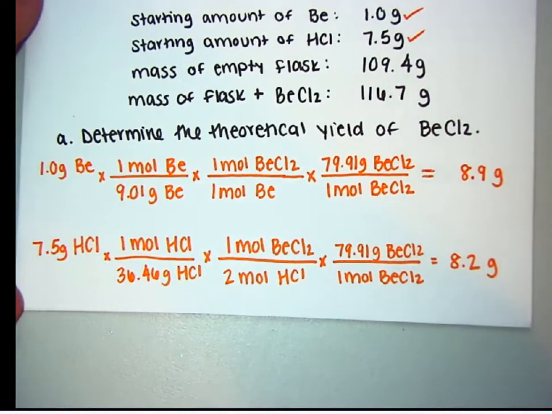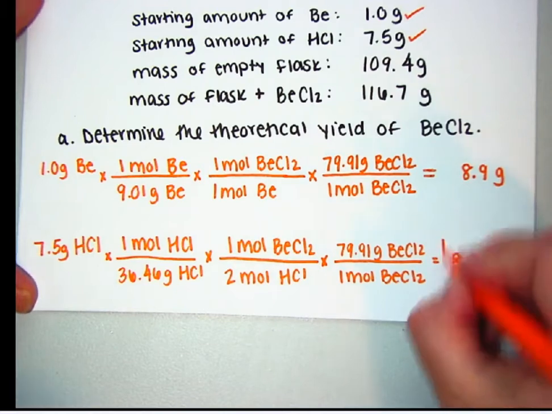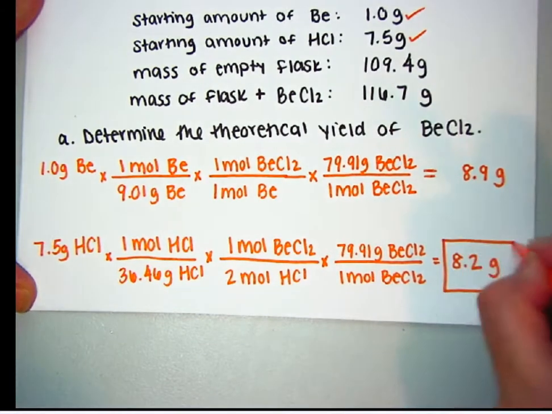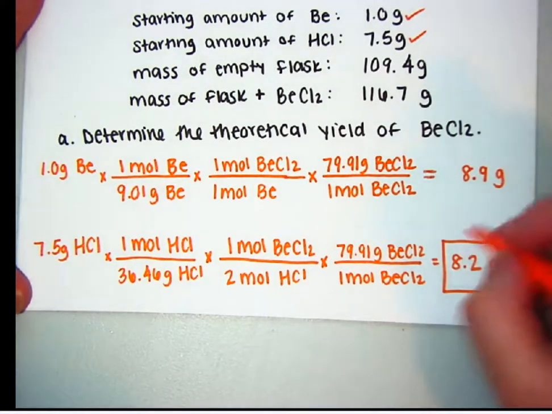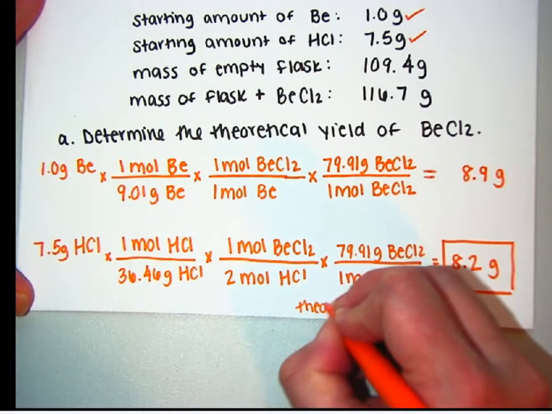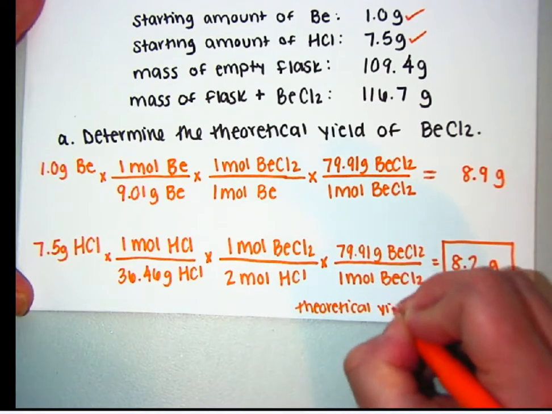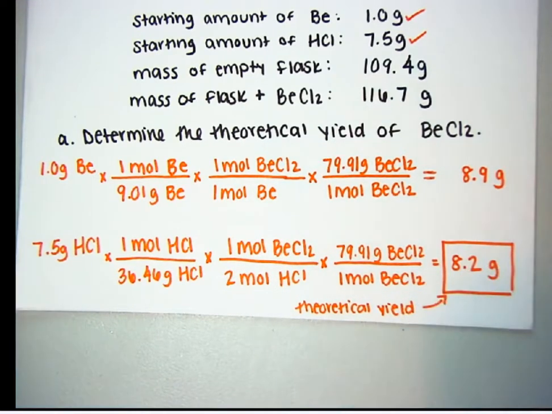Again, you cannot leave your answer like this because I don't know which one of these is the theoretical yield. So find a way to tell me which one is which. Remember, the theoretical yield is always the smallest yield of product. So your answer would be 8.2 grams.